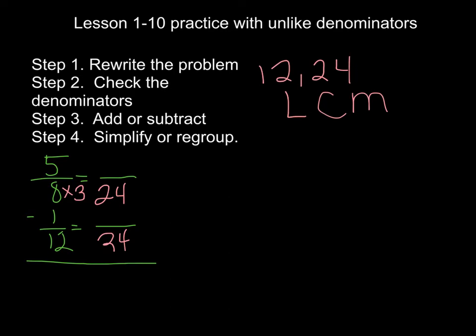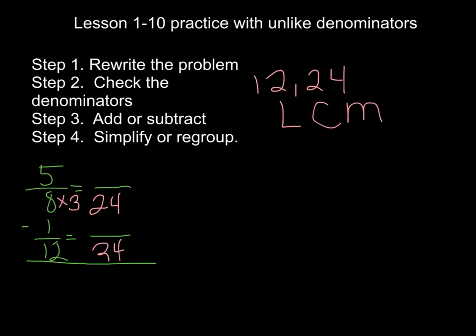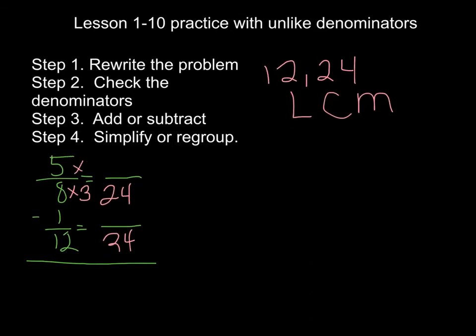When finishing this problem, we would have to do the same thing to the top fraction, times 3. That would get us 15 24ths. And on the bottom, our multiplier would be times 2, and that would get us 2, and then we could subtract our problems and get 13 24ths. And our last step would be to check for simplifying or regrouping, none of which can be done here. This is not improper, and it cannot be simplified.